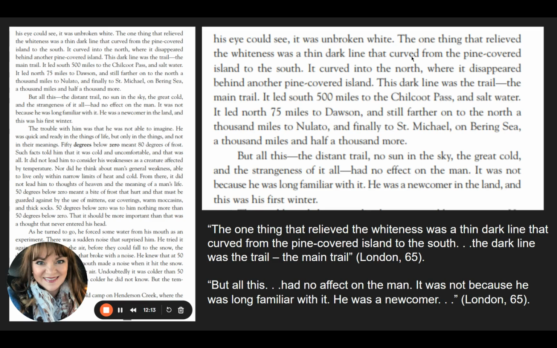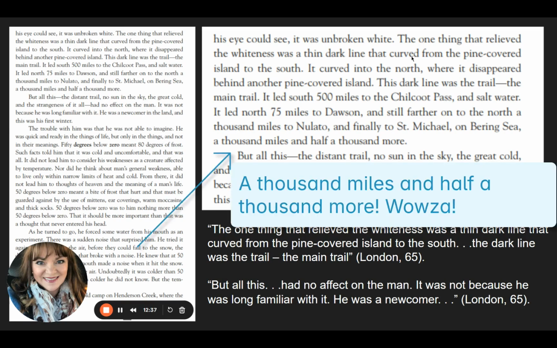This dark line was the trail, the main trail. It led south 500 miles to the Chilkoot Pass and saltwater. It led north 75 miles to Dawson, and still farther on to the north 1,000 miles to Nulato, and finally to St. Michael on Bering Sea, 1,000 miles and half 1,000 more. 1,000 miles is a lot, y'all.